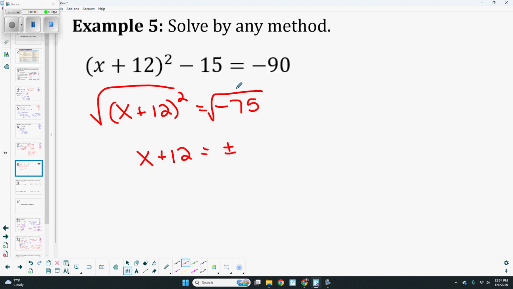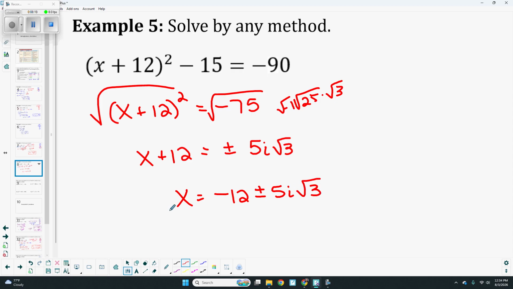So the square root of negative 75, 75 is really 25 times 3, and we have the i because of the negative 1. So we'll have 5i root 3, and then minusing our 12. There we go.